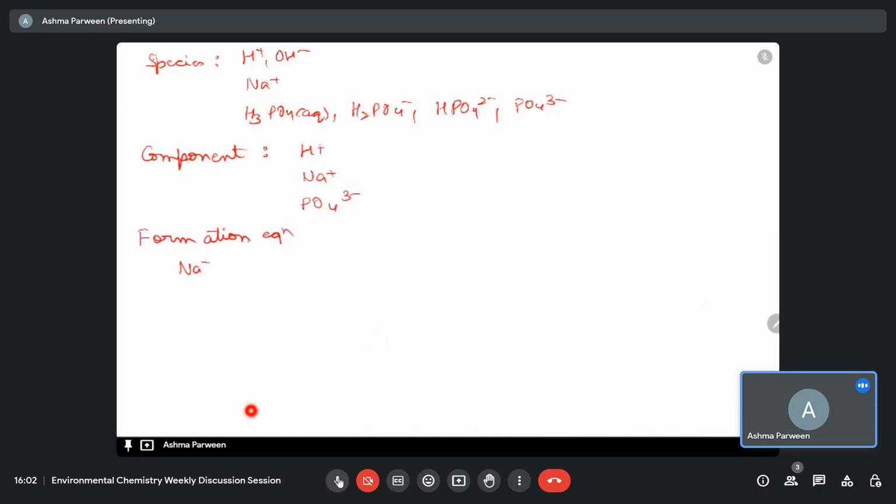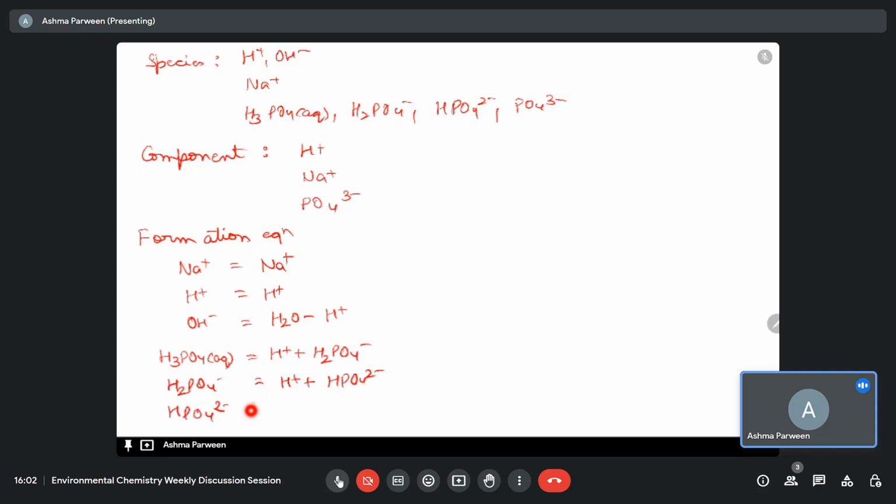So let's write the formation equations. Na plus comes from Na plus only. H plus equals H plus, and we can write OH minus as H2O minus H plus, because H2O dissociates into H plus and OH minus. For H3PO4 aqueous, it gives H plus plus H2PO4 minus; H2PO4 minus gives one H plus and HPO4 2 minus; and HPO4 2 minus gives one H plus and forms PO4 3 minus.